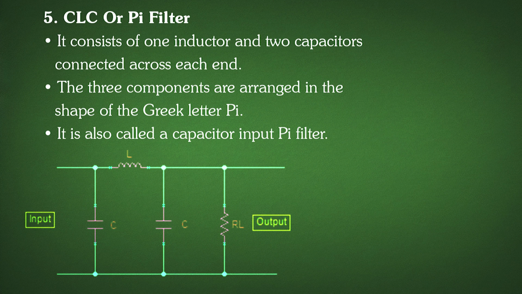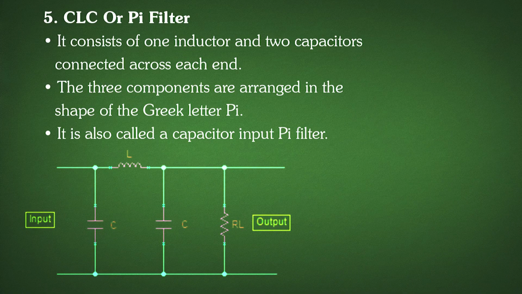Now, let us discuss the last type of filter, which is called CLC filter or pi filter. It consists of one inductor and two capacitors connected across each end. The CLC filter's name is derived from capacitor, inductor, capacitor. So, one form of CLC filter can consist of two capacitors and an inductor.